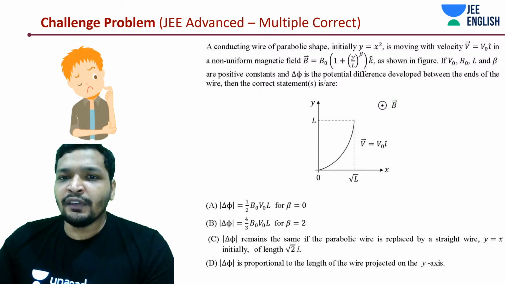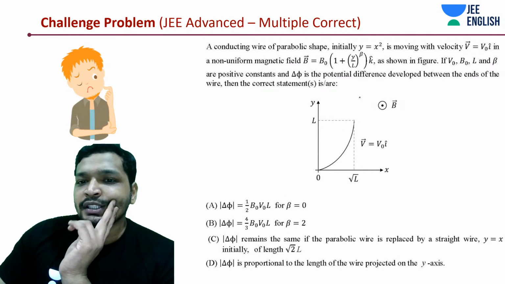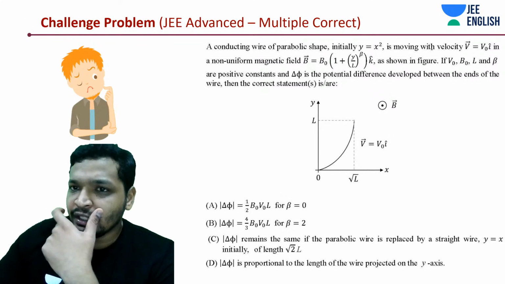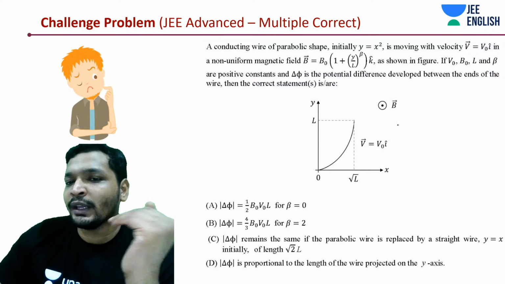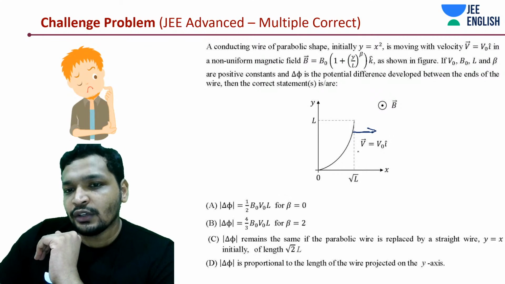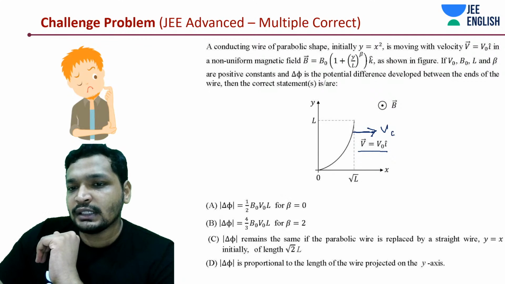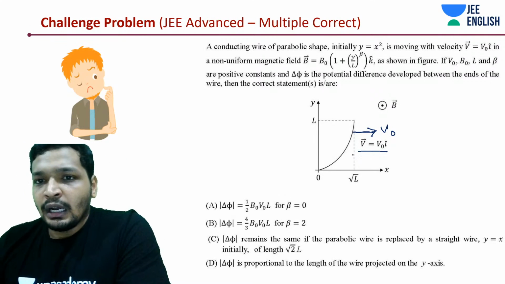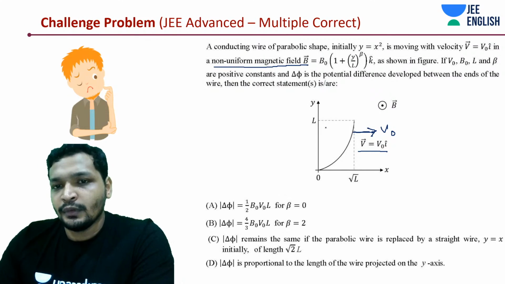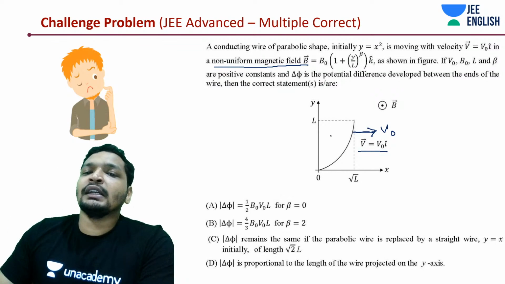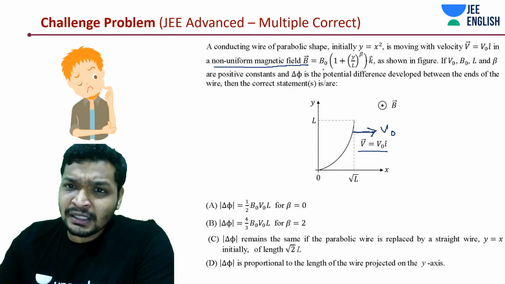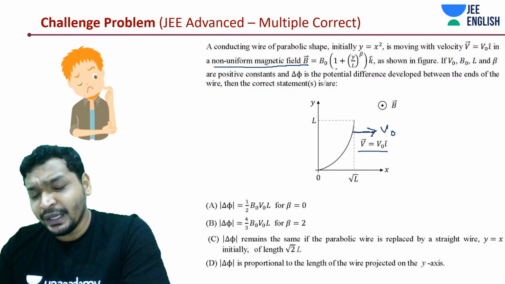Now the thing is, we are given a conducting wire in parabolic shape, y is equal to x square. Basically, if you notice this wire, it is in the y is equal to x square shape, which is a parabolic shape. And this is moving with a velocity along the x-axis, v is equal to v naught i cap. So basically with v naught along the x-axis. And it moves in a non-uniform magnetic field B. Some expression is given to you, which is 1 plus y by L to the power beta k cap.